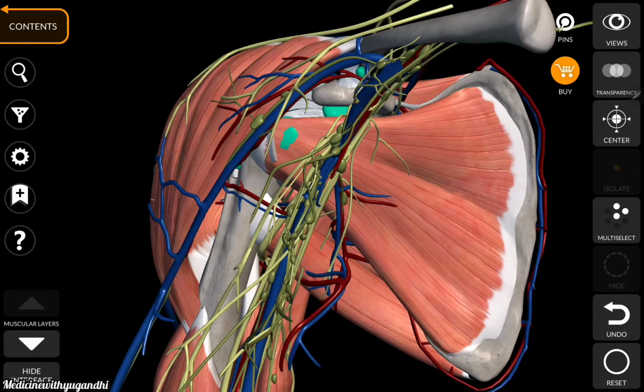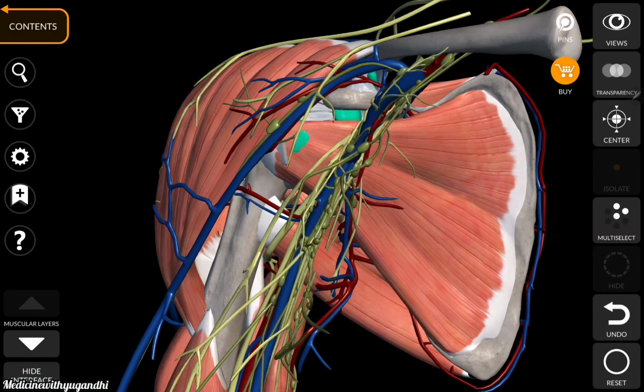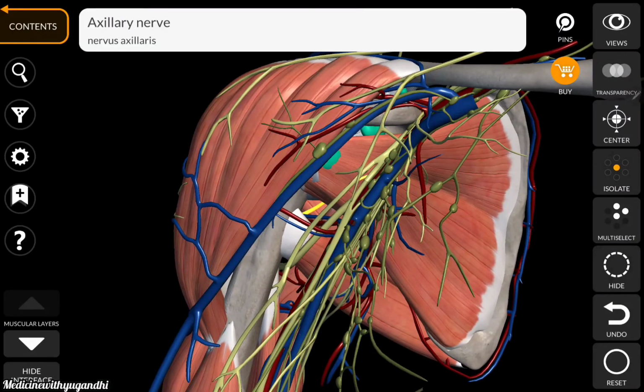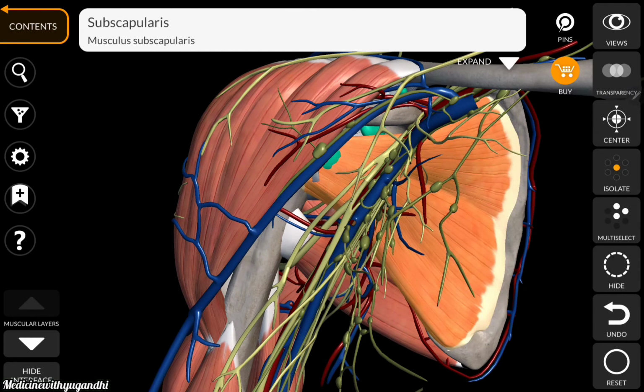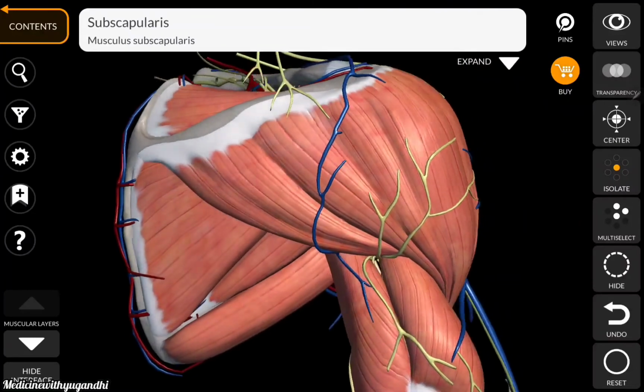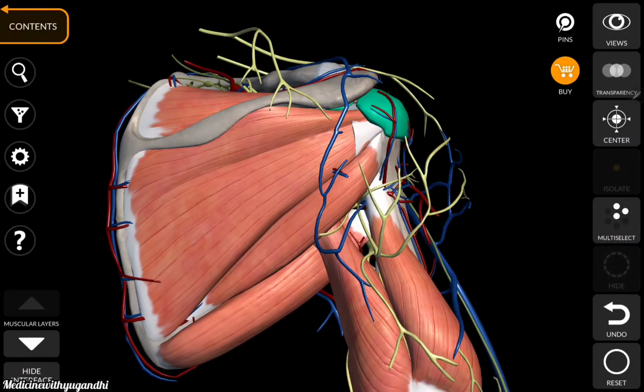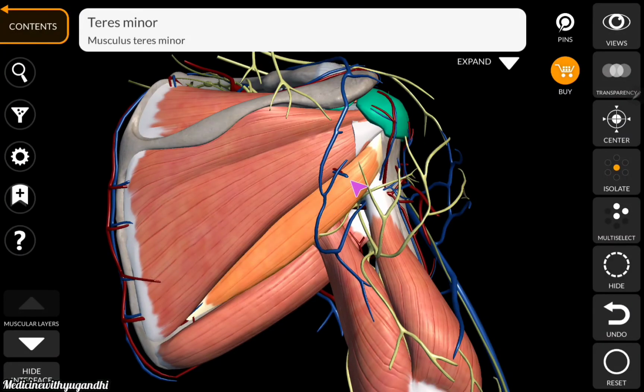Coming to the relations of the axillary nerve in the quadrangular space. Here you could see the axillary nerve. In the quadrangular space, superiorly and anteriorly, it is bounded by the subscapularis muscle, and superiorly and posteriorly it is related to the teres minor muscle. Then laterally it is related to the surgical neck of the humerus. So this portion is the surgical neck of the humerus.